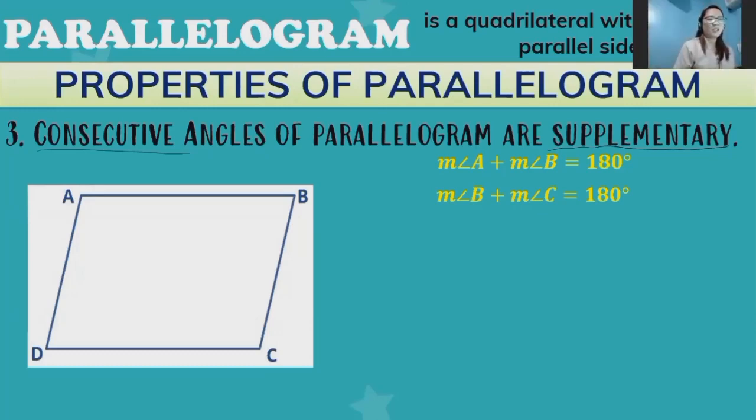Okay, so para hindi kayo nahihirapan mag-pronounce, it is pronounced as angle, not angel, okay? It is an angle. She said angle D plus angle A is equal to 180 degrees. That is correct. Very good. Another pair.